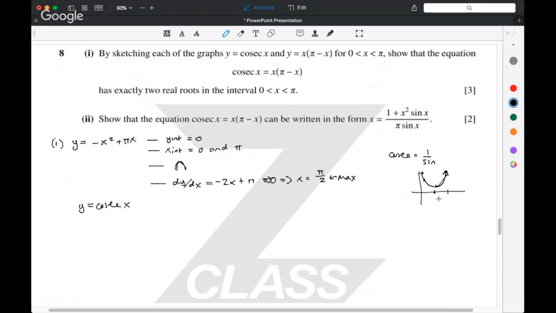At pi over 2, sine is 1, so cosec is also equal to 1. But at these points, it flies off to infinity. And then it comes in from infinity and does the same thing there. So that's the cosec function.